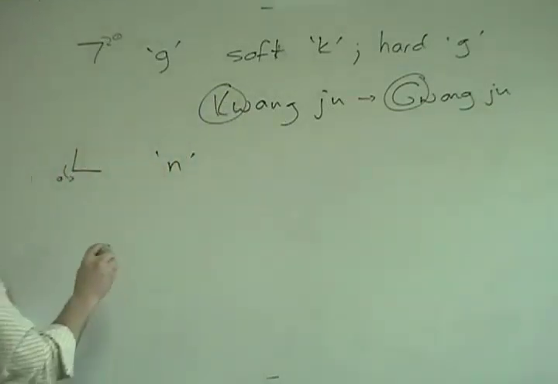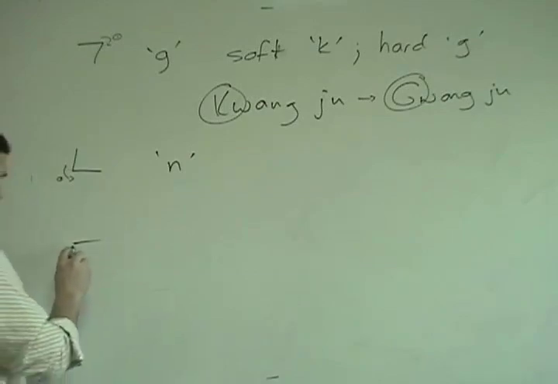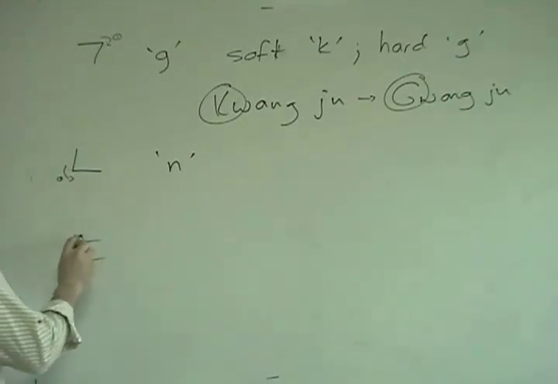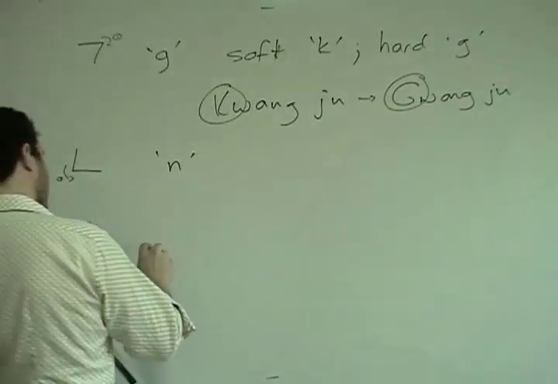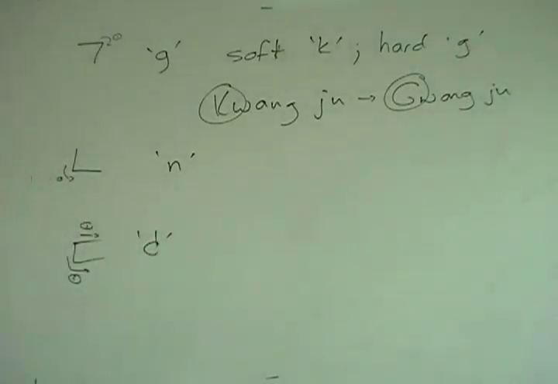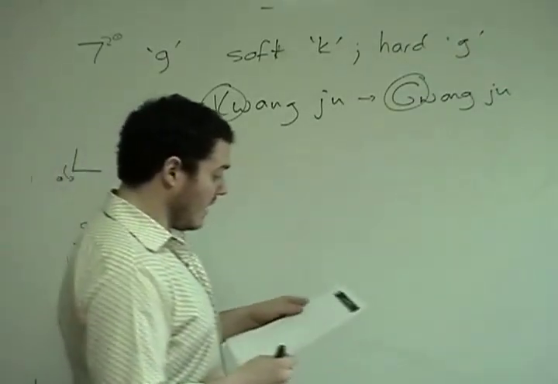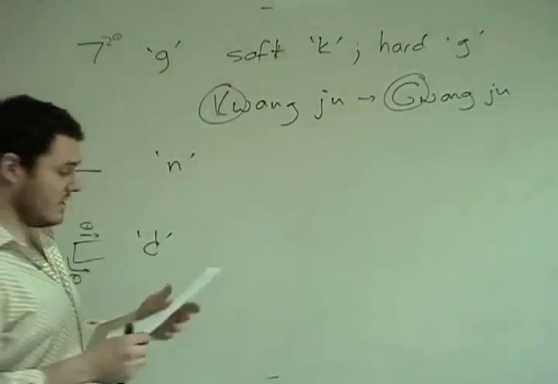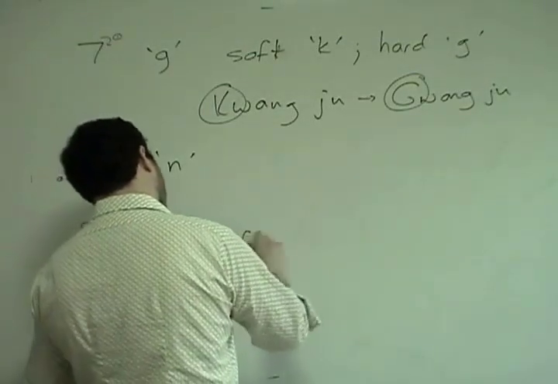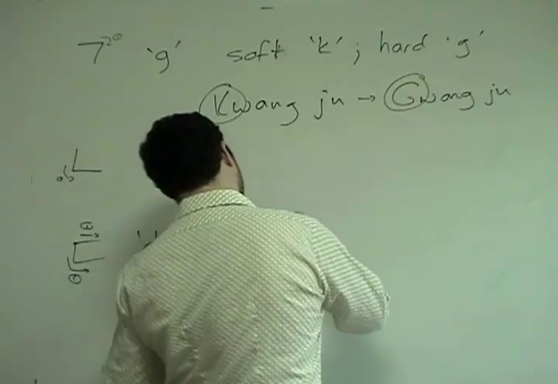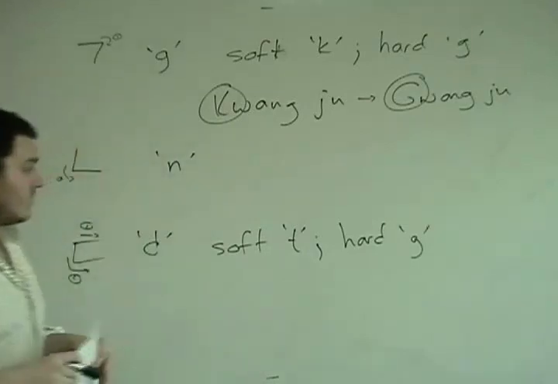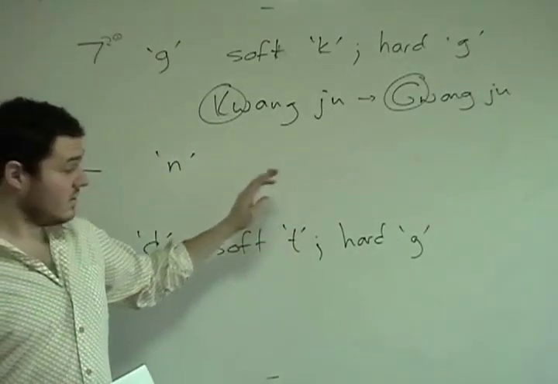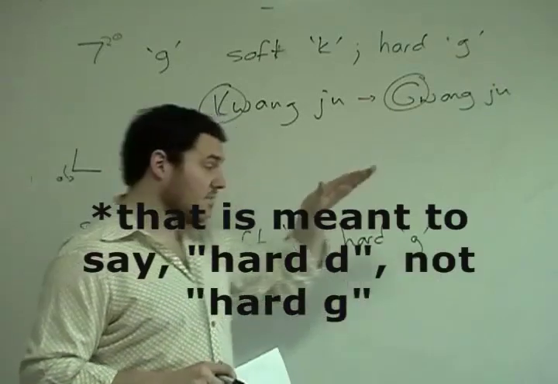The next one, first stroke is across, second one, down and across. This is the D. This one, like the G, has this soft, hard business. It'll occasionally be a soft T and a hard D. It'll be in that middle ground.